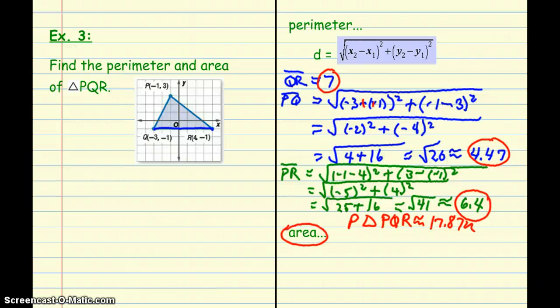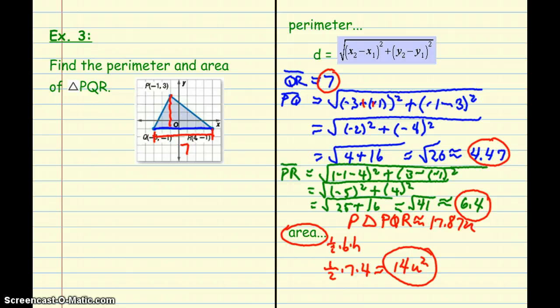Again, area of a triangle is 1/2 the base times the height, and the base and the height of a triangle need to be perpendicular. So as we look at it, we already know that the length of the base is 7, and the height is 1, 2, 3, 4. So we have 1/2 times 7 times 4, and I would do half of 4 is 2. 7 times 2 is 14. So the area of that triangle is 14 square units.